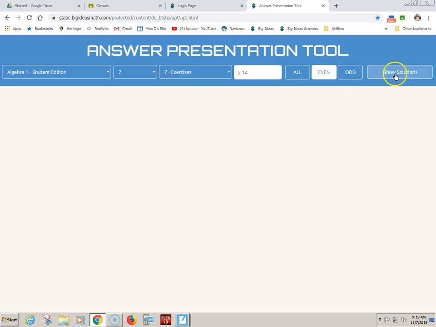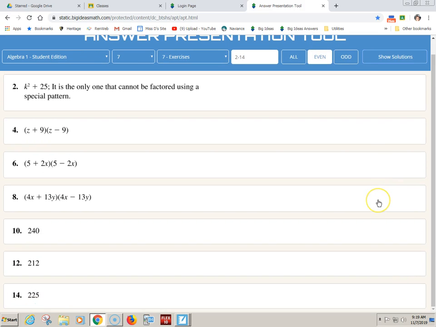2 through 14 evens. No, I think that's right. I was like, it's all, but oh, right. Yeah. Right. Where did homework get weird? If it helps, we can do all. We can do all. 10.